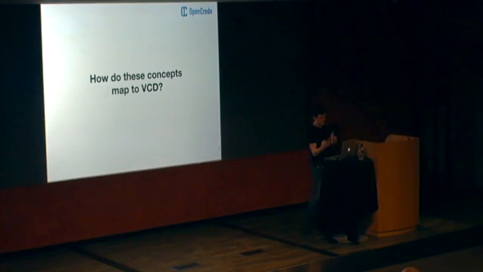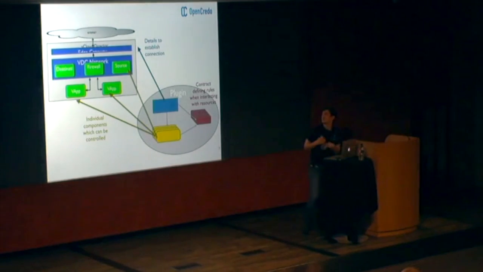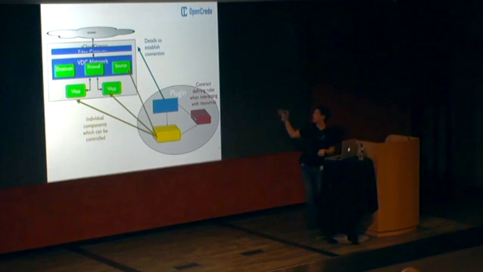So now we have the core concepts, and we know what we want to do. How do these map? So taking our diagram from earlier, we have a plugin. A plugin is going to be for vCloud Director, the whole thing. Resources are your individual components, which you can control. And then your schema are contract defining rules when interacting with these resources.